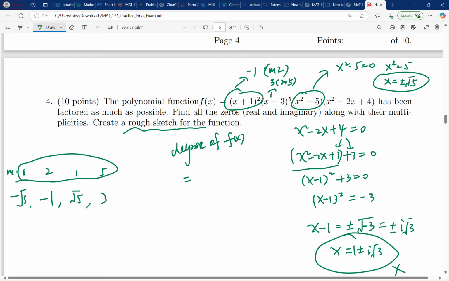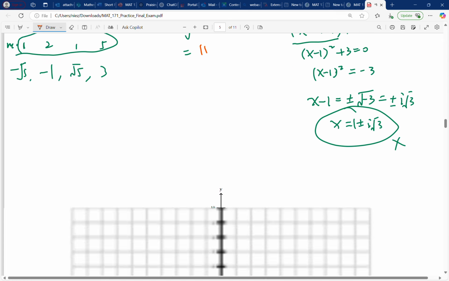9? Is it 9? No, 9. 11. Look, this guy, let me use another color. This guy, the degree is what? 2, right? This guy, the degree is what? 5. 2 plus 5, 7. This guy, the degree is 2. 7 plus 2 is 9. This guy degree is what? 2. 9 plus 2, 11. So the degree of this polynomial is 11.